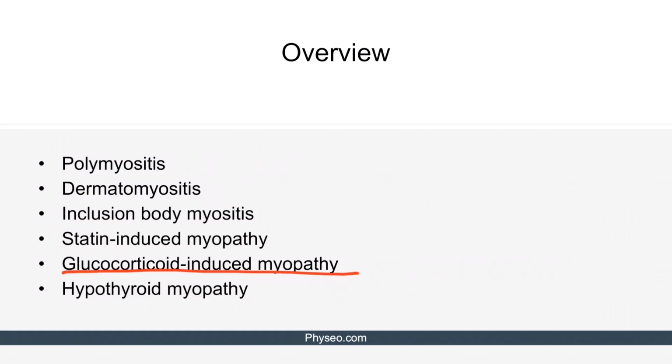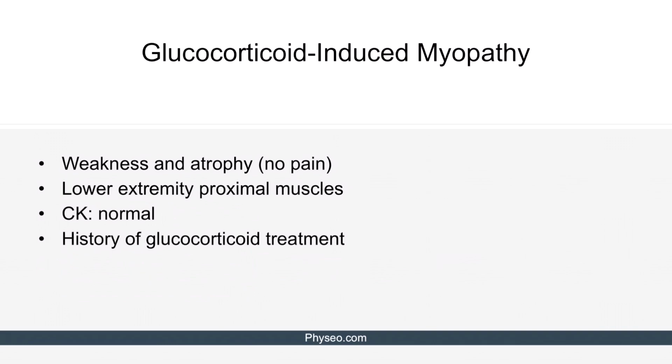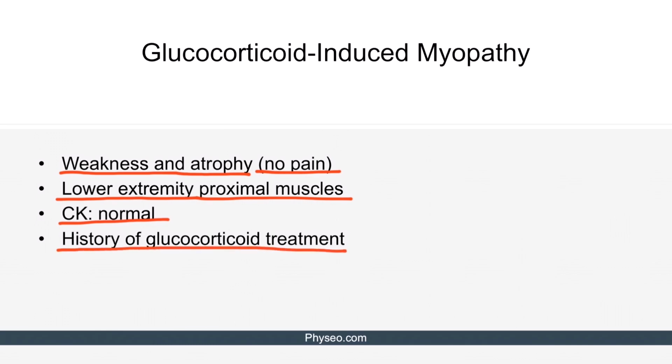Next, glucocorticoid-induced myopathy. Glucocorticoid myopathy presents with weakness and atrophy that usually affects the lower extremity proximal muscles. It's important to note that there is no associated pain like we saw in statin-induced myopathy. So it's that weakness without the pain. And the creatine kinase levels are mostly normal. And what you should do is look for a history of glucocorticoid treatment or side effects of glucocorticoids, such as weight gain, depression, or osteoporosis.